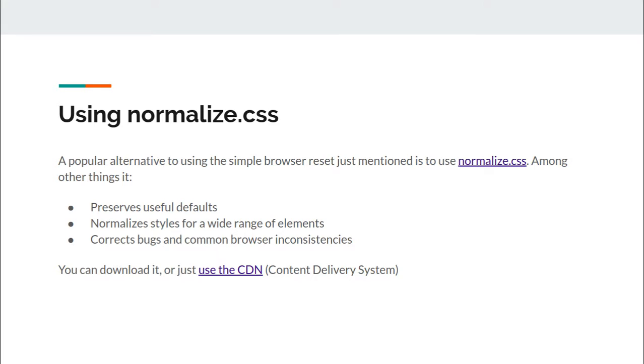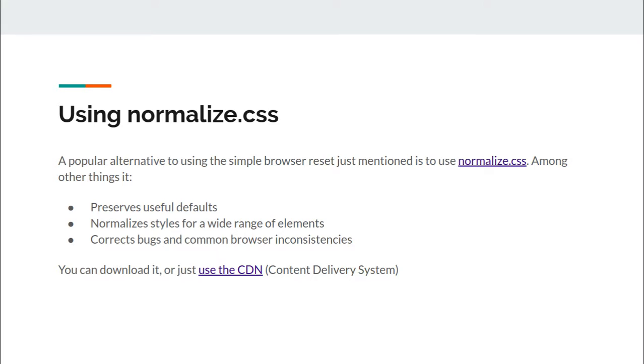Whoever decides what the useful defaults are, I don't know who these people are, but normalized is pretty popular. It normalizes styles for a wide range of elements. It corrects some bugs and browser inconsistencies. So it takes care of some differences that would be really annoying between Chrome and Firefox, the way your app displays in those two. It rounds off the edges there and makes it appear consistent across browsers. It does a fairly good job of that.